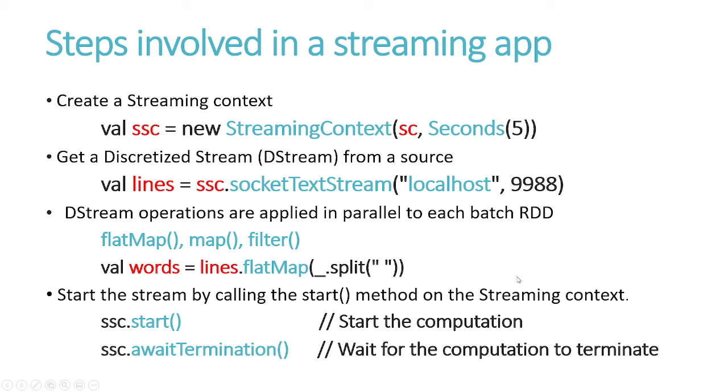And we need to define the seconds, like how many minutes or seconds you want to stream, what the window is. So this you need to define. Then what will be the input? For example, in this example we are doing a netcat command from a localhost, streaming and doing a flat map or some count operations over it. So first step, creating a streaming context.